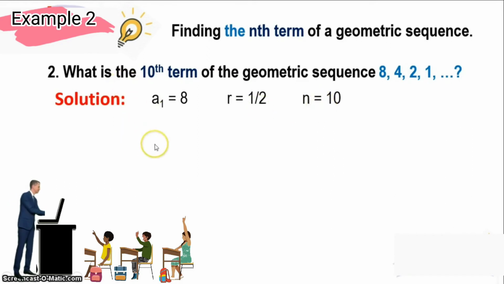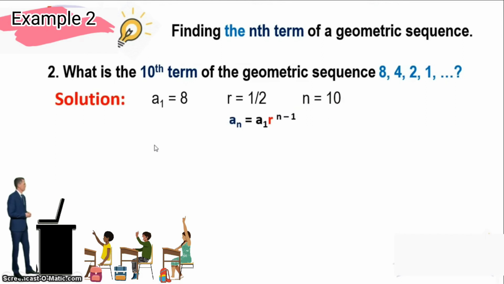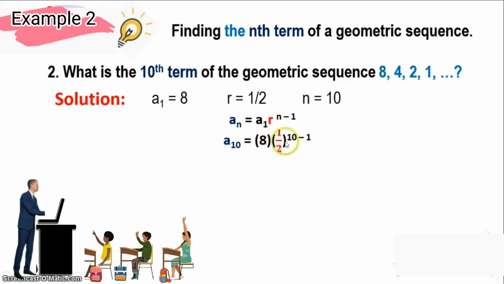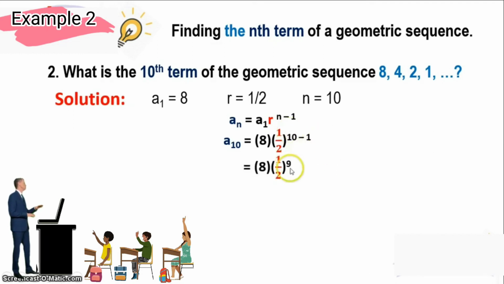n is 10 because we're talking about 10 terms. Now, using the geometric sequence formula, a sub n equals the first term times r raised to n minus 1, we will substitute these values. So we have a sub 10 equals 8 times 1/2 raised to 10 minus 1. Now again, following the PEMDAS rule, we simplify first the exponent. So 10 minus 1 is 9. So you'll have 8 times 1/2 raised to the 9th power.